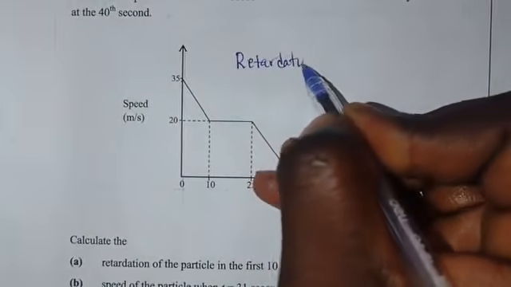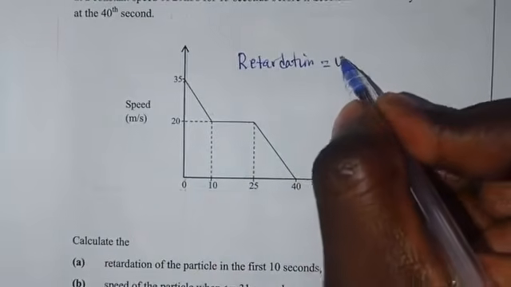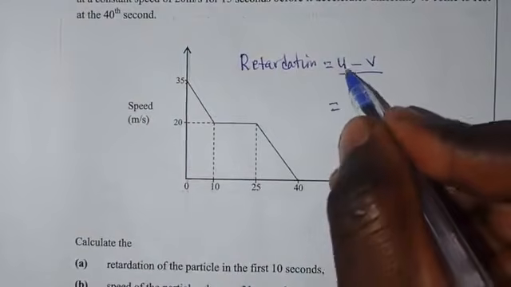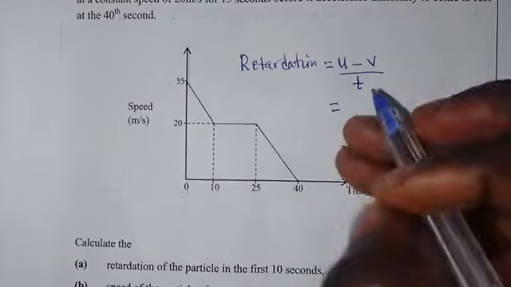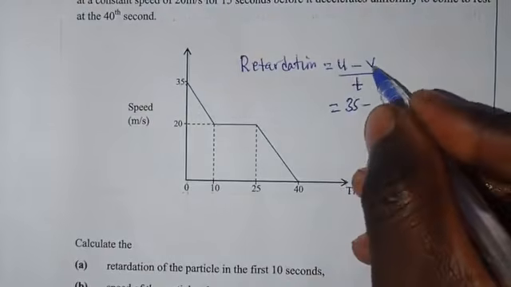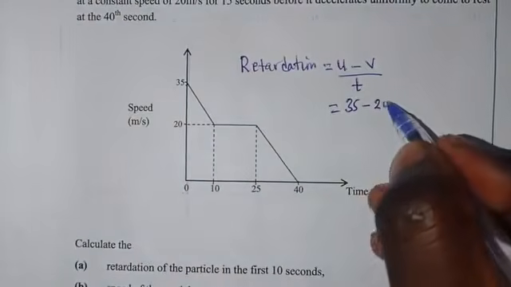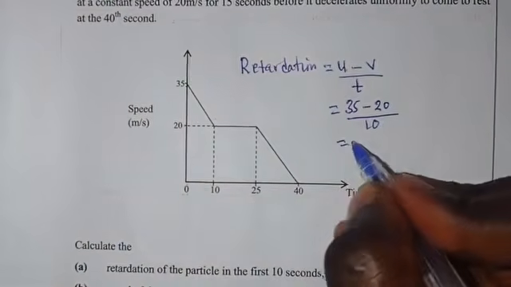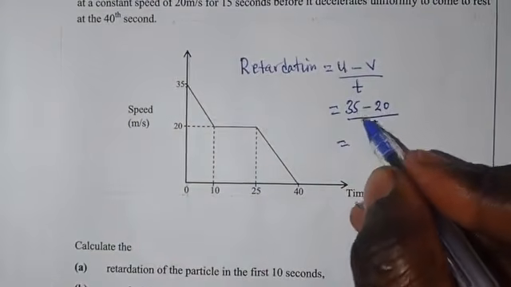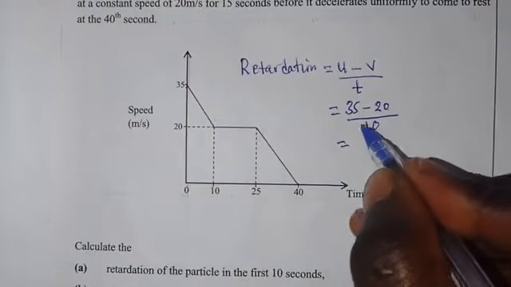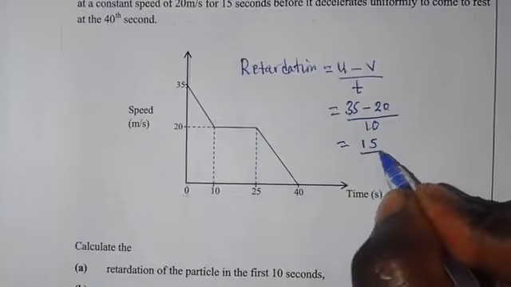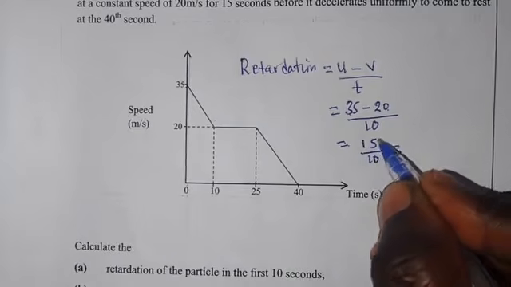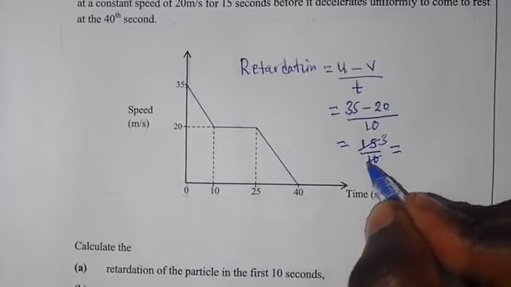retardation is equal to initial velocity minus final velocity over time. So from here our initial velocity will be 35, so this will be 35 minus our final velocity, which will be 20, over 10, because they are saying retardation in the first 10 seconds. So from here we'll get 35 minus 20: 5 minus 0 is 5, then 3 minus 2 is 1. So we'll get 15 over 10. 15 and 10, the highest common factor is 5. 5 into 15 is 3, 5 into 10 is 2.